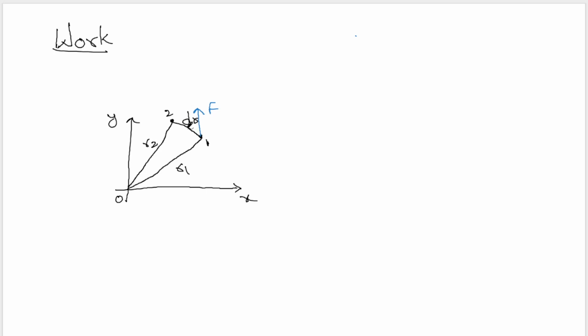The vertical distance traveled is dr. The angle between the force and dr is theta. This is the distance of that, it is dr, and this is the force. The angle between them is theta.